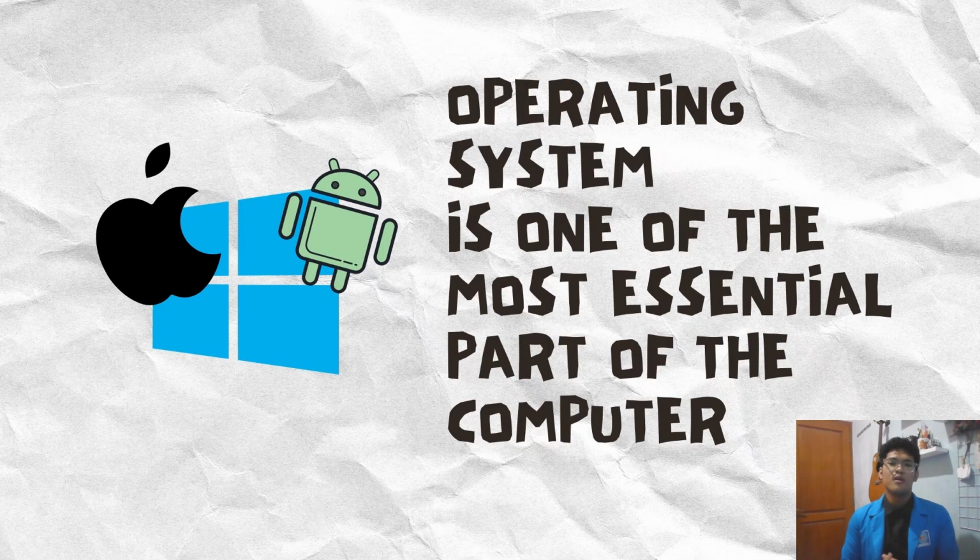The operating system is one of the most essential parts of the computer, like I said, because the operating system is like the brain of the computer. Without it, the computer can't think or do a lot of things.